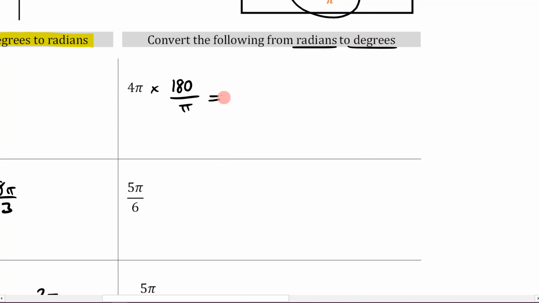So now you just have to be careful when you simplify. This pi is going to cancel out with this pi, and I'm going to be left with 4 times 180, which is 720. Don't forget your units here. You need that degree symbol.